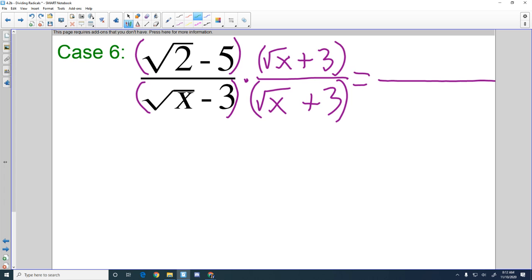In the denominator, on the bottom, that's going to be the easy multiplication. Since those are conjugates, I just have to multiply square root of x times the square root of x, which gives us just an x by itself. And then I'm multiplying negative 3 times positive 3. That's also pretty easy. It's just a negative 9.